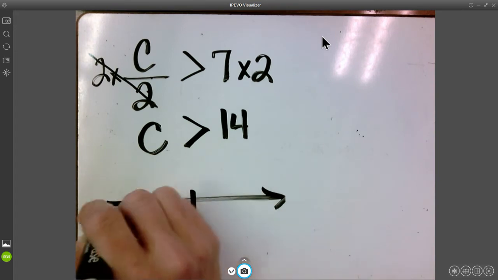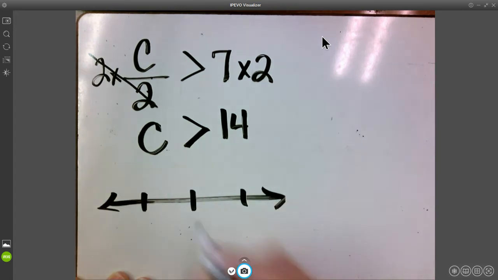Last step would be to graph. I always draw my 3 lines. My answer goes in the center. Think about the 0. The 0 is on the left side, so 13 would go here, 15 would go here.